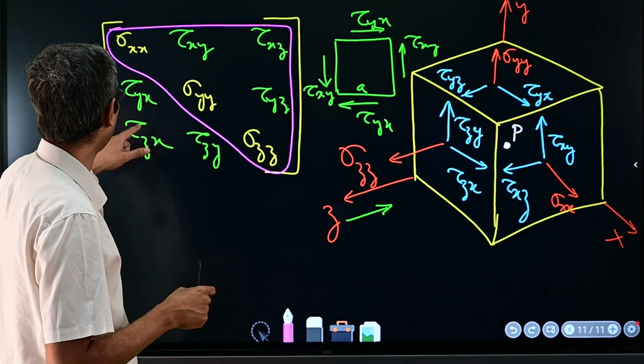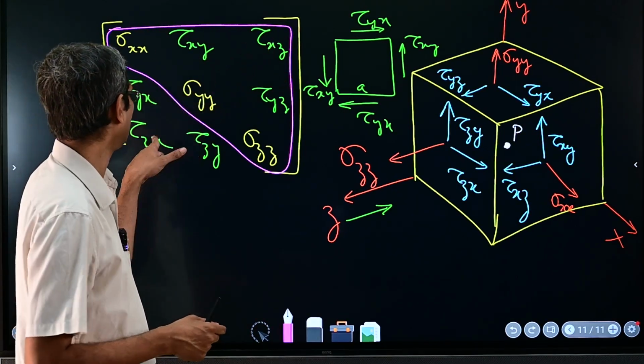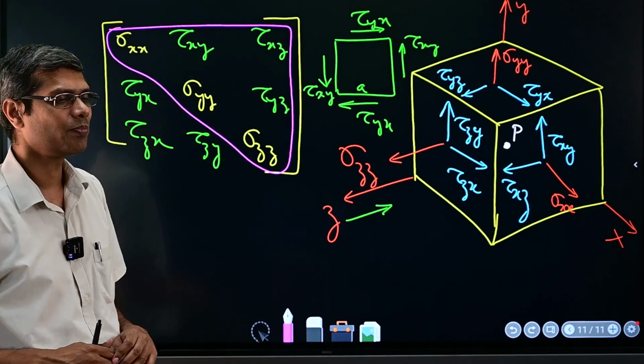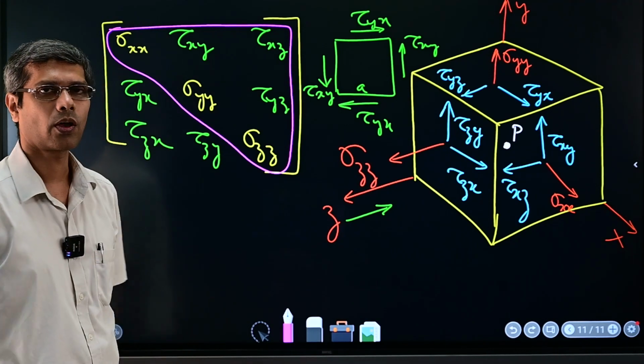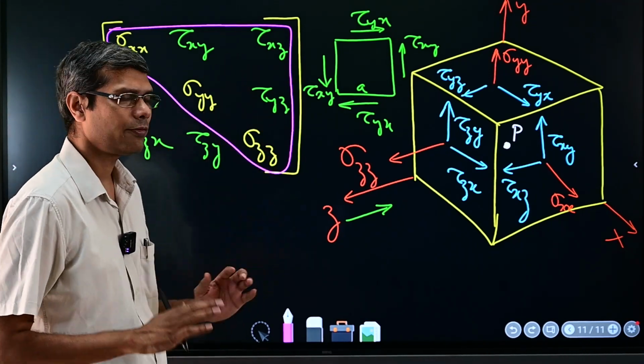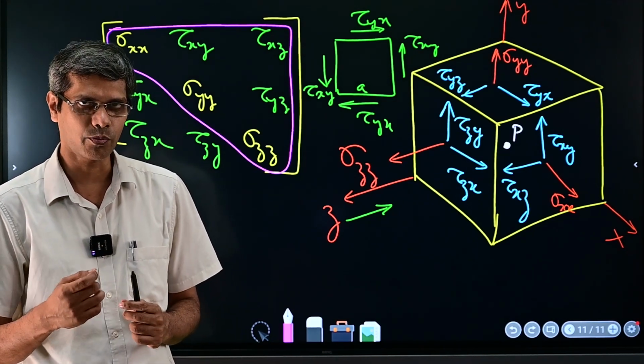Once you know this, you know this, because they are symmetric. So this is what is called the stress tensor of that point. If you know these 6 numbers, you can say that you know the state of stress at a given point.